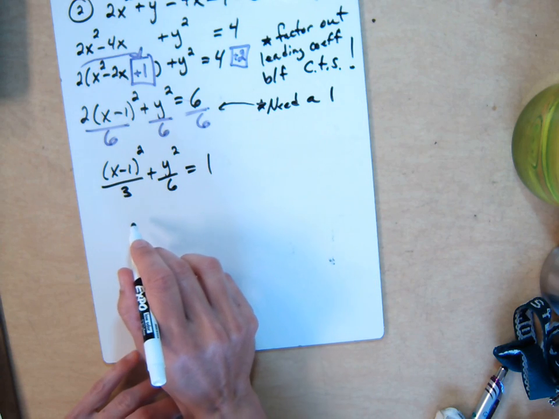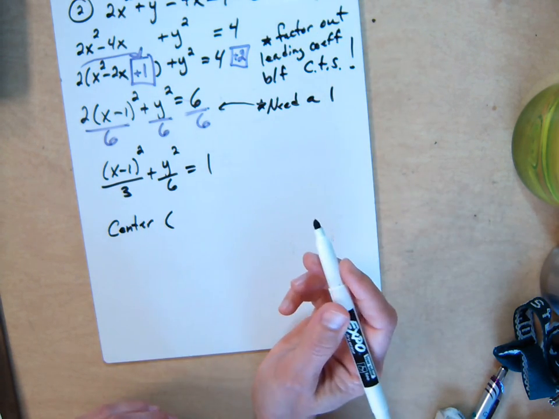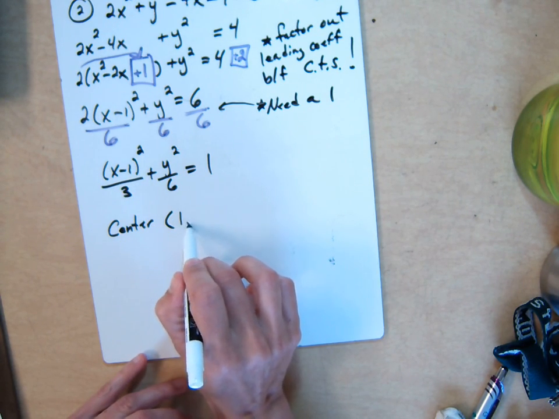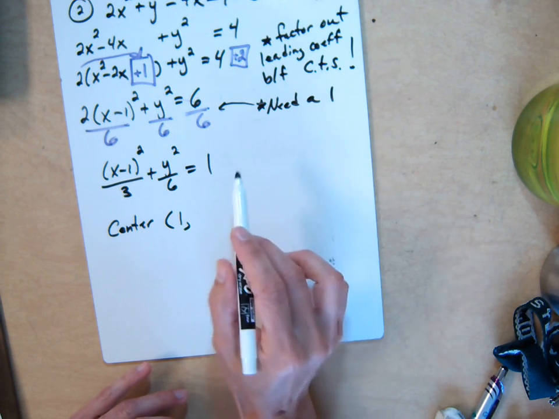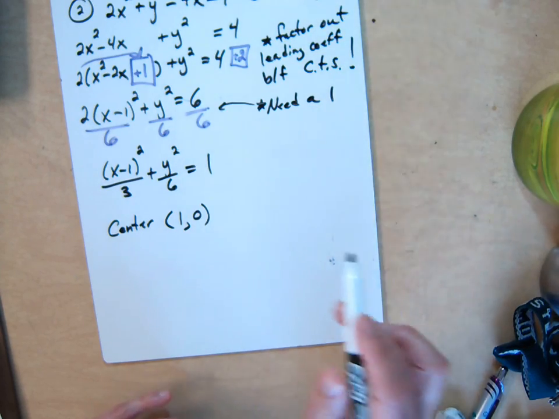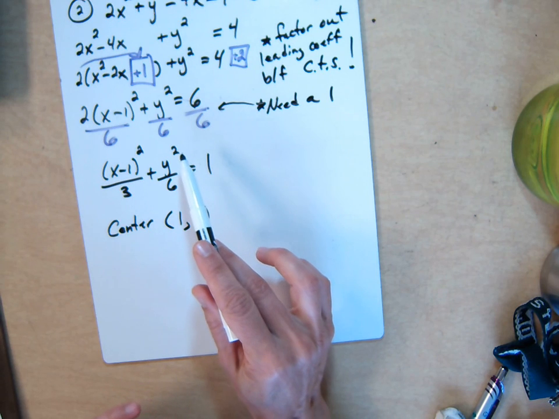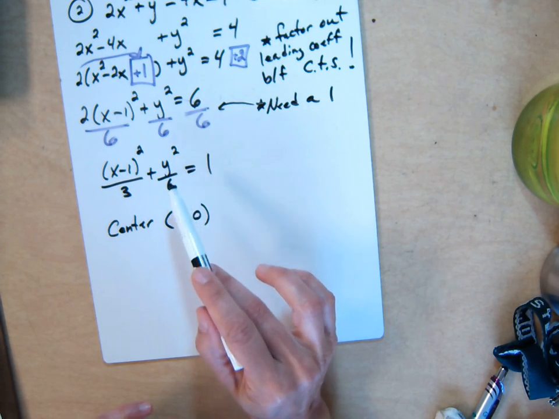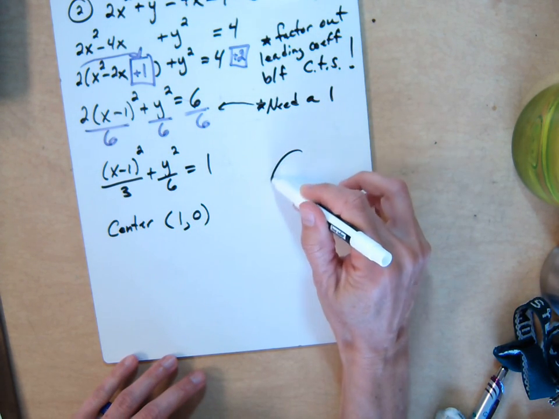So to graph this, the center is at (h, k). H goes along with x, so h is 1. What's k? Zero. Yeah, there's nothing there. So the center is at (1, 0). Let me show you the fast way to graph this. It opens along the y-axis because the bigger number is under y. So I know that it looks like this.